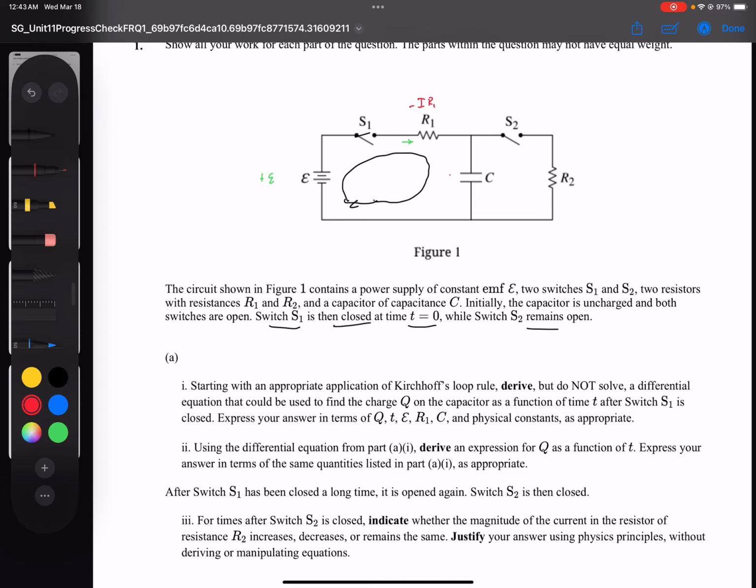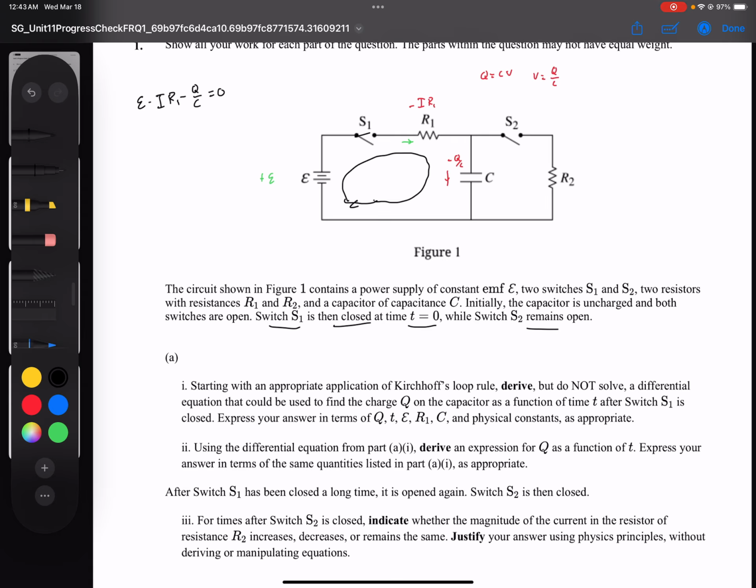And then here, the potential is going to drop again based on the potential across the capacitor. We know that if Q is equal to C times V for a capacitor, then V is equal to Q over C. So whatever charge is on this capacitor, the voltage is going to drop Q over C. Then our final expression is epsilon minus I R1 minus Q over C equals 0.